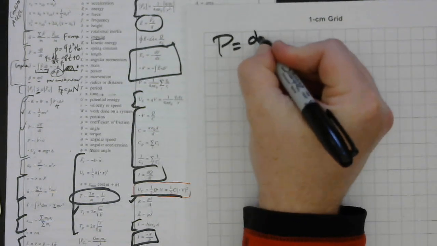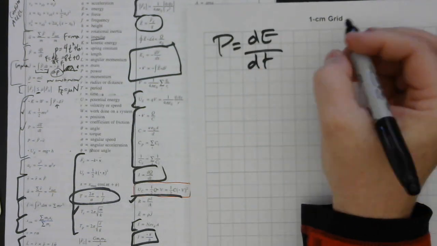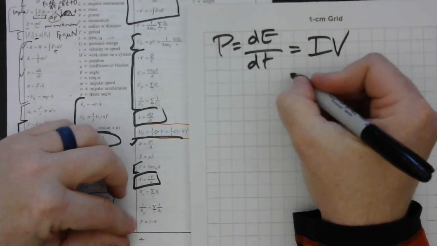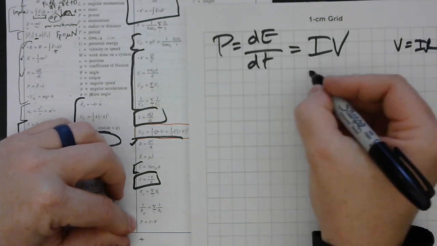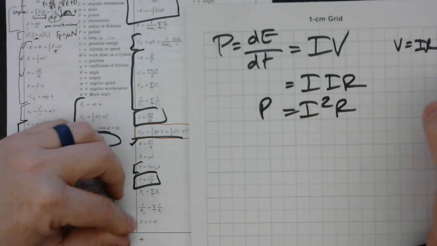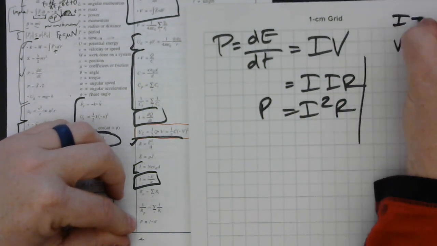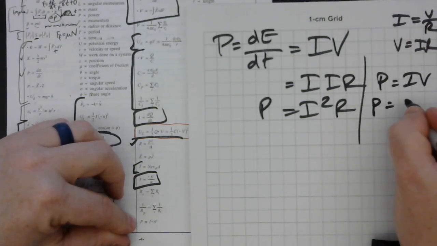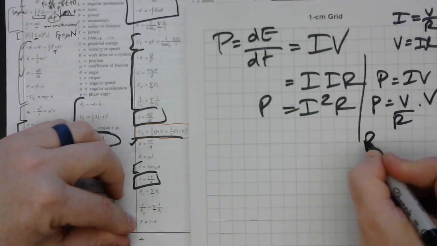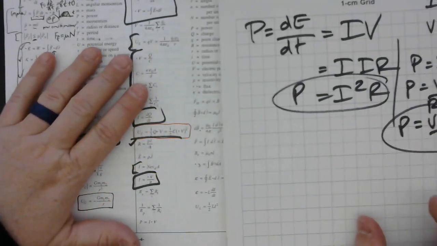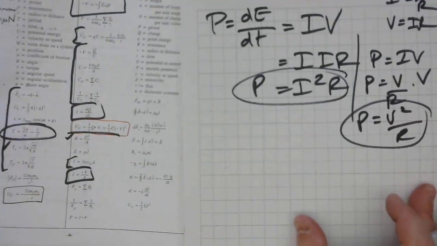The next one, we're looking at power. Remember, power is change in energy over change in time. But in circuits we can also say it's equal to IV. Since V equals IR, I could also substitute in, so it could also be equal to I²R. But then since I equals V over R, I could substitute into P equals IV and get P equals V over R times V. So power also equals V² over R. Power questions are very common in circuits, but you have to work with them.